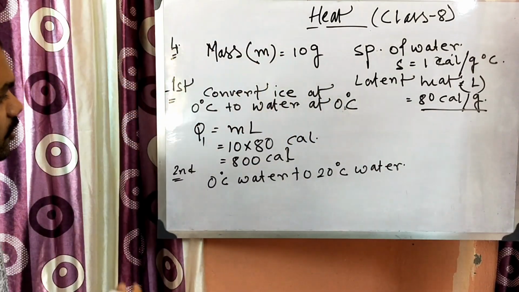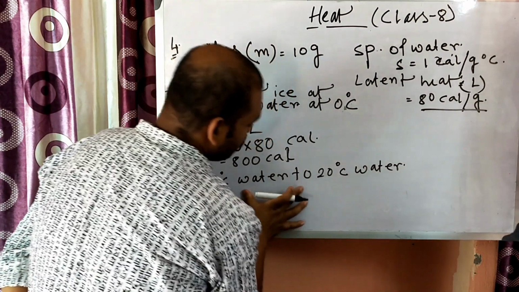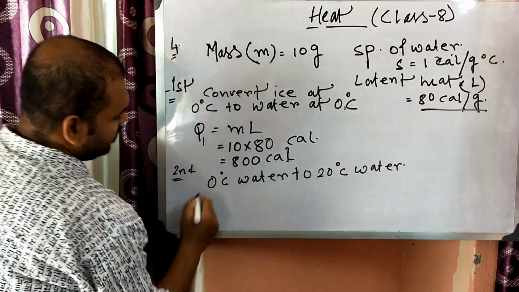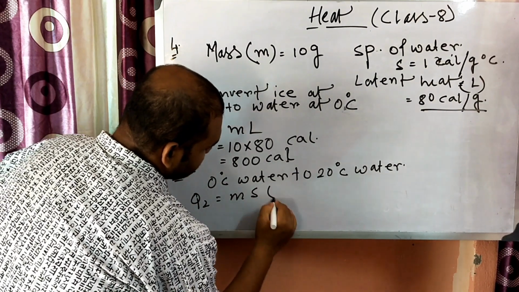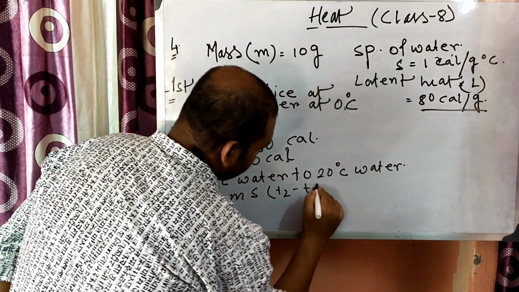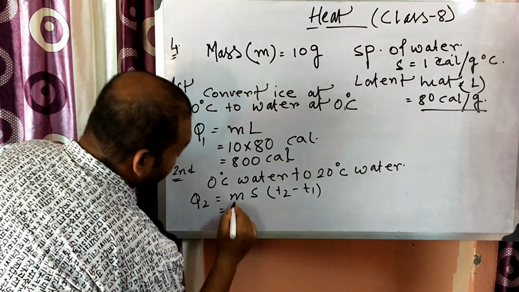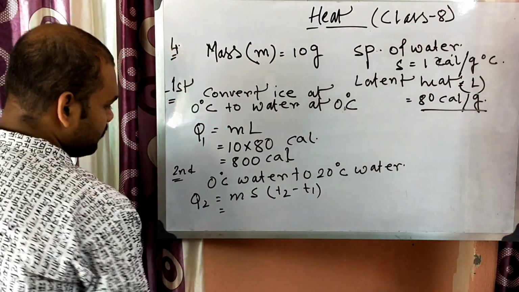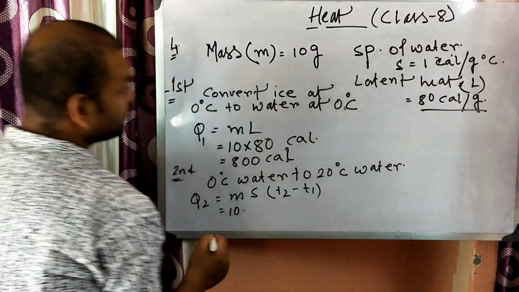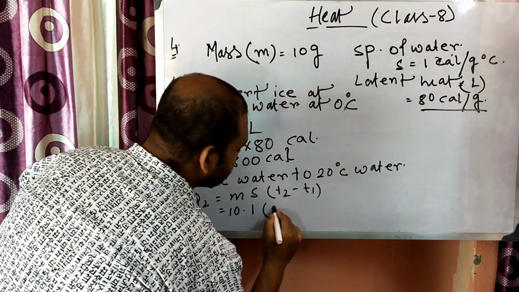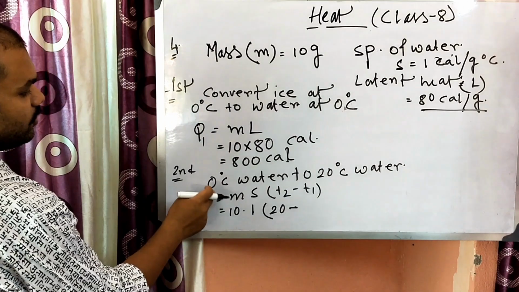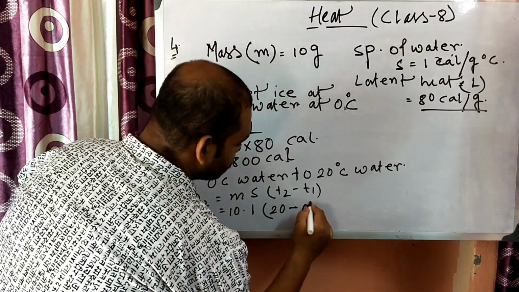Okay, so here no change of state occurs, so heat Q2 will be M S (T2 minus T1). Here M is 10, S is 1. What will be the T2? 20, but T1 is 0 degree.